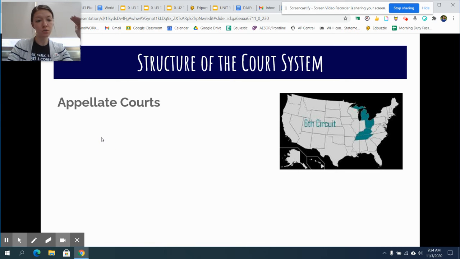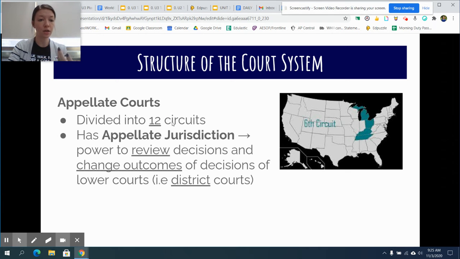Above the district courts, we have the appellate courts. And appellate courts are divided into circuits. So you can see that Ohio here, as well as Kentucky, Tennessee, Michigan, they're in the 6th Circuit. And the appellate courts have what we call appellate jurisdiction.